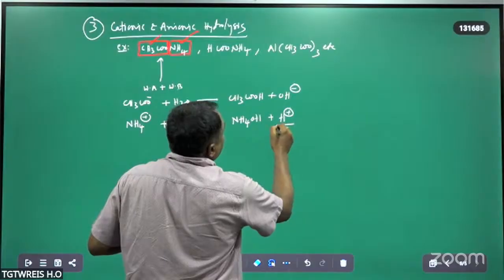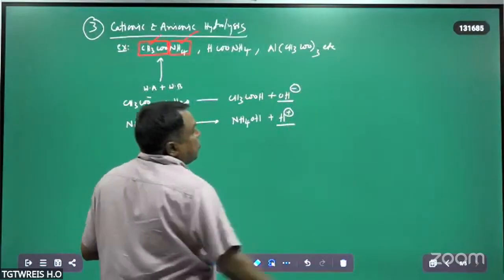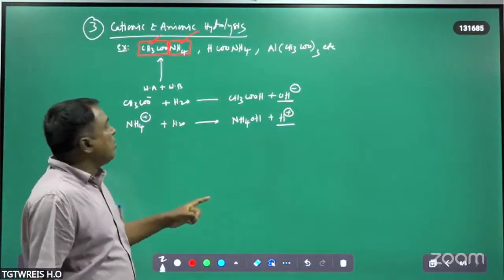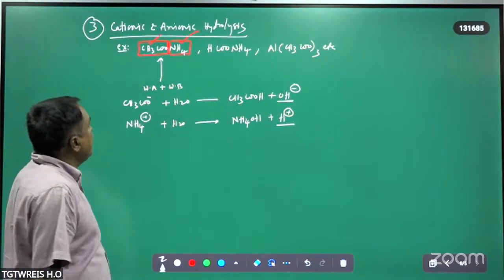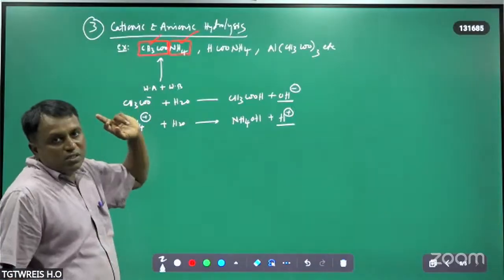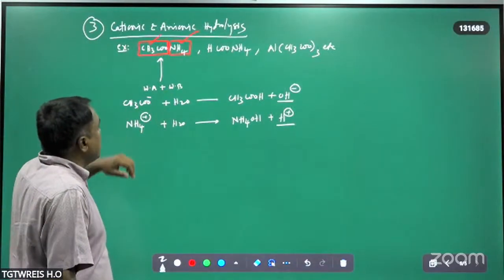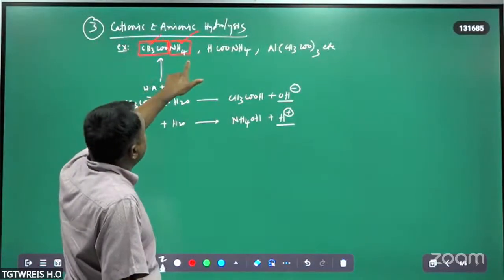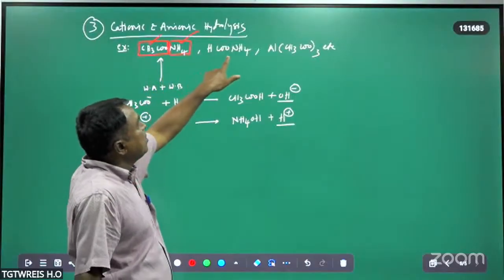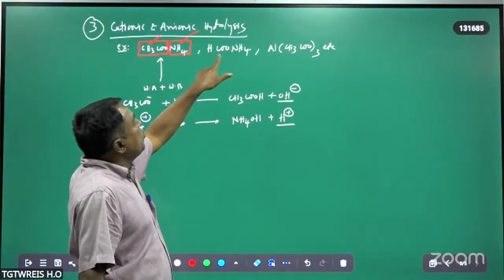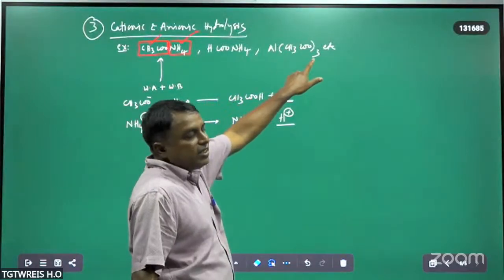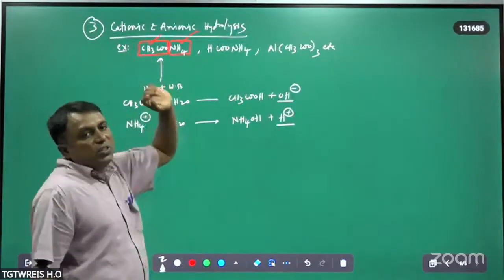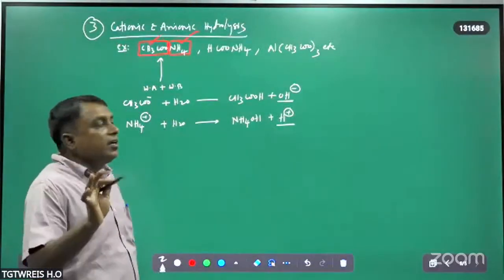Therefore, they contain both H plus ions and OH minus ions. Therefore, their pH depends on the Ka and Kb of these salts, the Ka and Kb of the weak acid and weak base. Now, this is about what? Cationic and anionic hydrolysis. CH3COO NH4, this is ammonium acetate. This is ammonium formate. This is aluminium acetate. This type of salt will undergo both cationic as well as anionic hydrolysis.